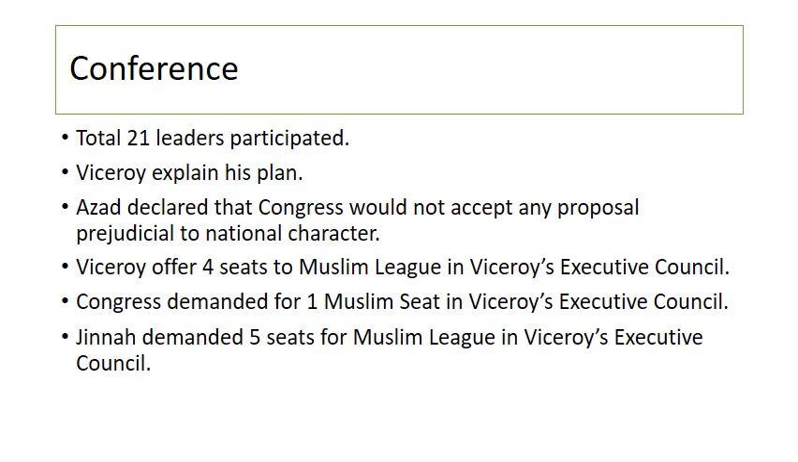While Jinnah demanded five seats for the Muslim League in the Viceroy's Executive Council. Jinnah said that the Muslim League is the only representative political party of Indian Muslims, so it is the right of the Muslim League only to represent Muslims at all forums. So all five seats must be given to the Muslim League. When Jinnah demanded five seats, Congress demanded one Muslim seat, and the Viceroy offered four Muslim seats to the Muslim League. In this way, a three-way conflict emerged in this conference. The conference failed.